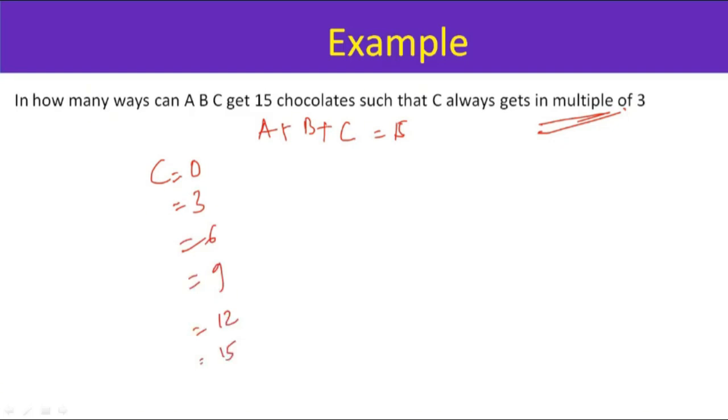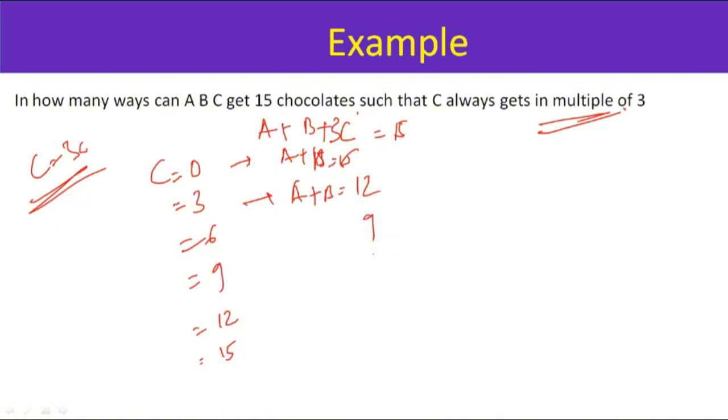Or you can simply write this as, let C be equal to 3 small c, and then rewrite this equation as 3 small c, and then put small c equal to 0, 1, 2, 3, 4, and then start forming the equation. A plus B equals 15, A plus B is equal to 12, 9, 6, 3, and 0. Then calculate the cases individually and then just add them. So we'll get an answer of 51.